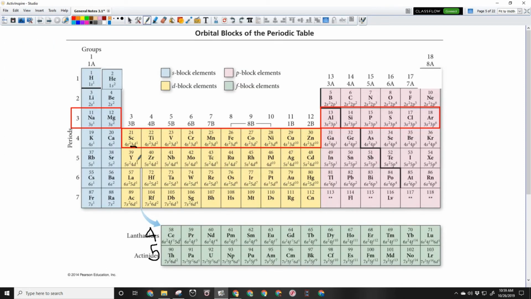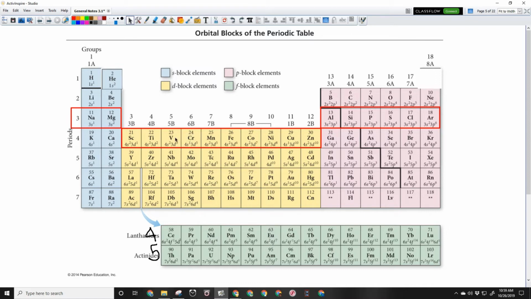Okay, so let's look again. 3d, right here, d, and it's the first element in that orbital. So if you can see that, that's 3d1 right there. Okay, so let me erase it so you can see 3d1. Okay, and titanium is going to be 3d2, and then vanadium is going to be 3d3.